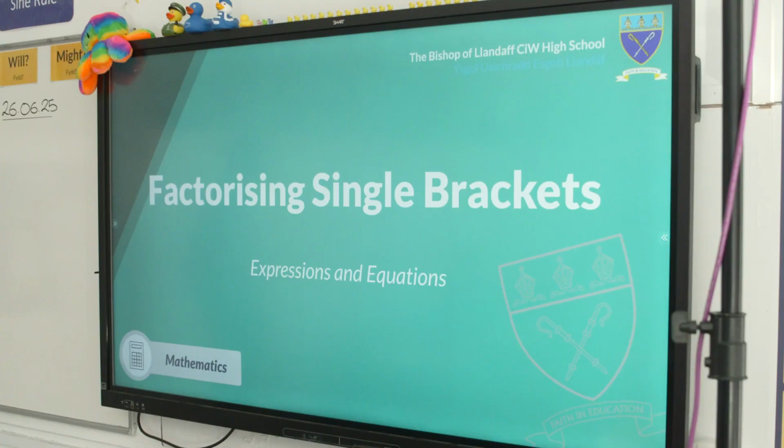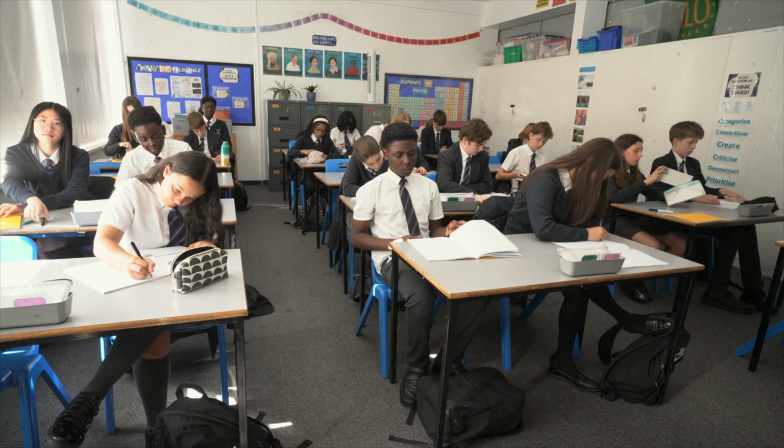So by doing factorising single brackets, I needed that connection with what expanding a bracket was, and to make sure they could do that. So that formed a key part of my Connect and Engage to relate to their understanding later in the lesson.